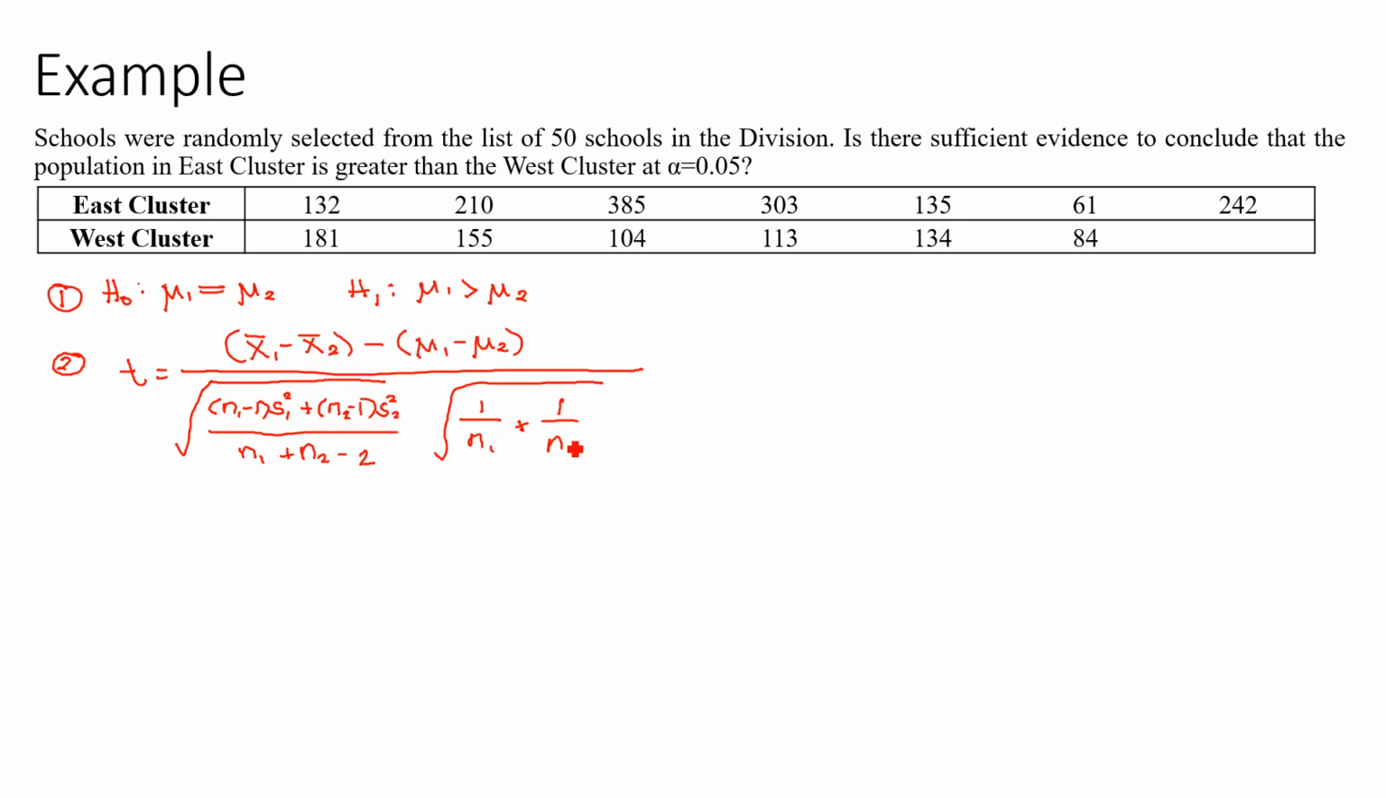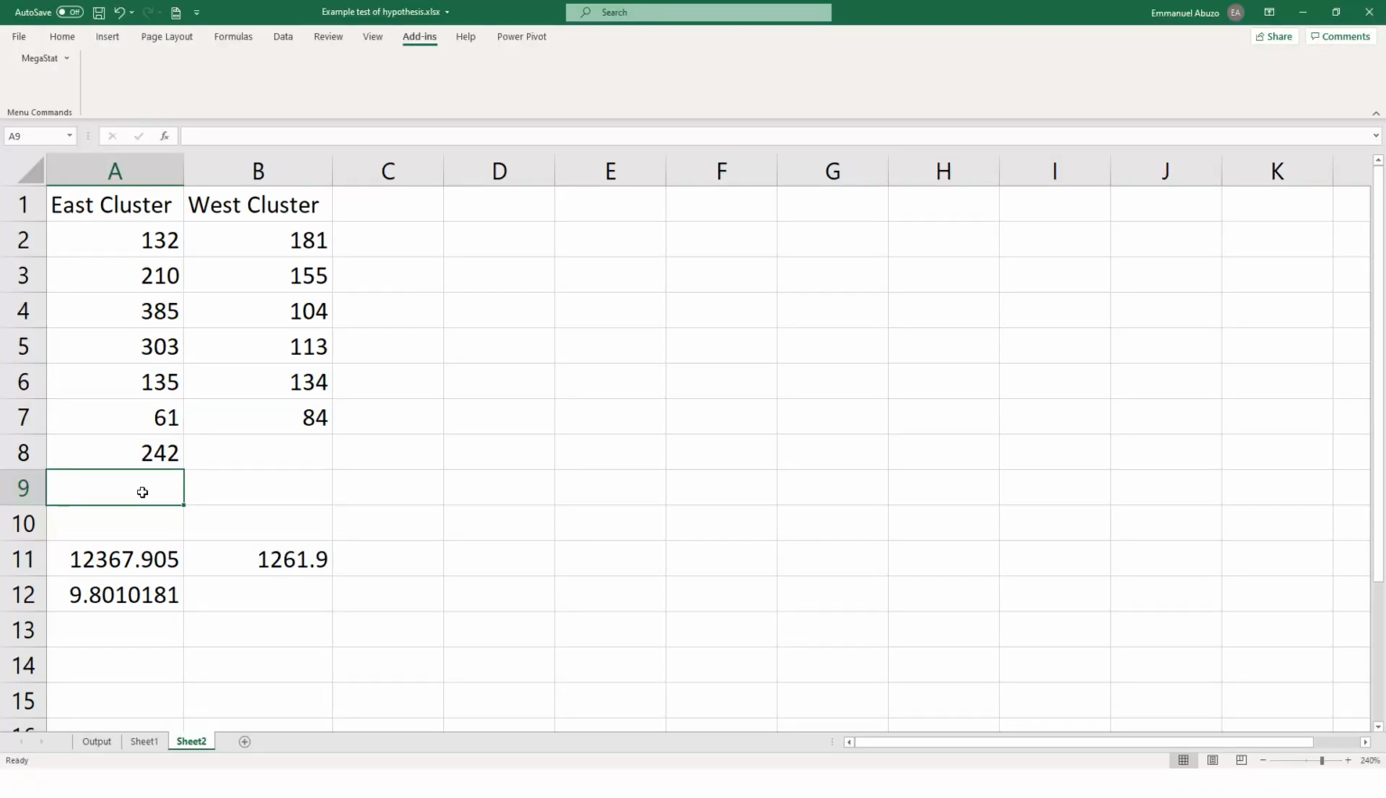So this is the Excel. In this case, we already have the sample variance of the two groups. Then let's get the mean. To get the mean of the first group, we type equal sign, average, open parentheses, highlight those numbers, close. And we also do the same for the second group: average, highlight those numbers.